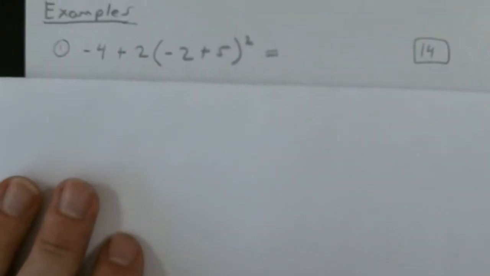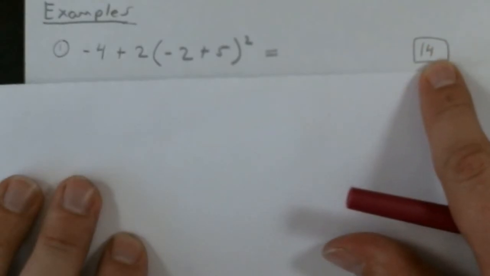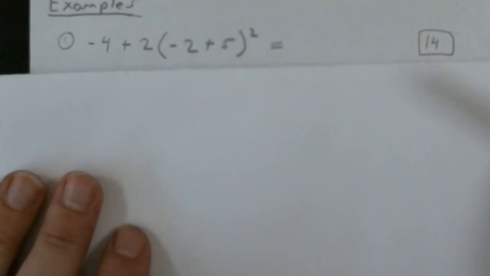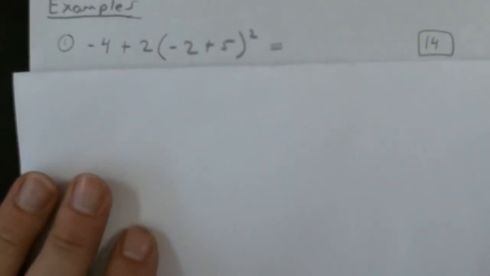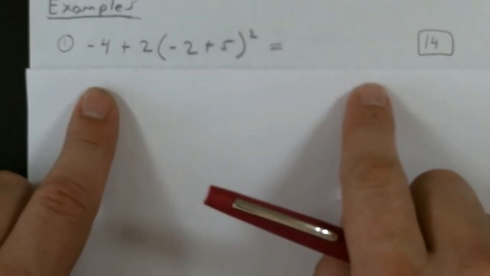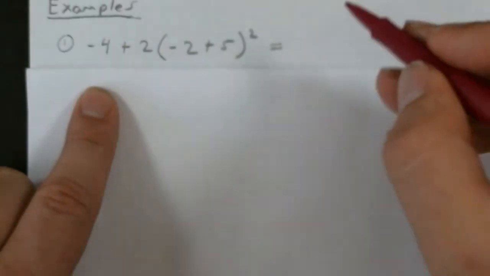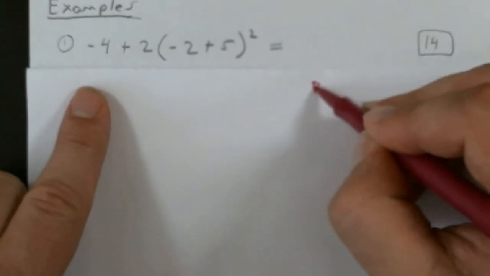So let's do this one here. Yes, I put the answers here. Let's just make sure we get the answer. 14. Let's see if this is 14. And if you can do this on your own, perfect. So here we go. If you want to take a moment and write this down, that'd be good. So first things first, I'm not going to write down PEMDAS. Well, maybe I will this time.